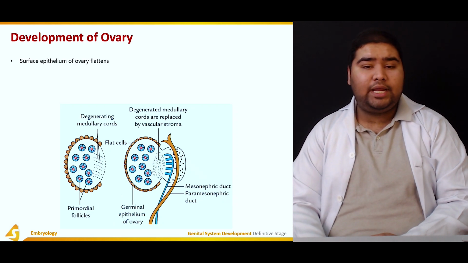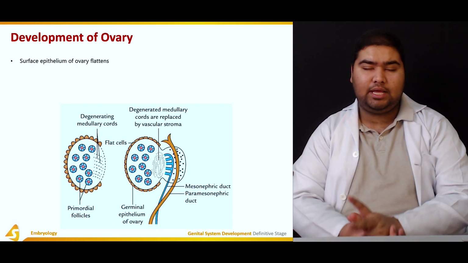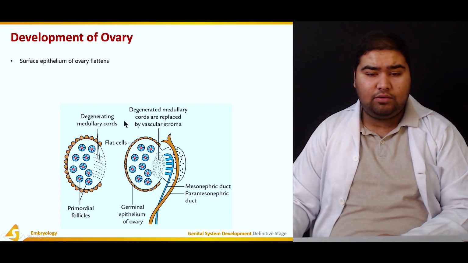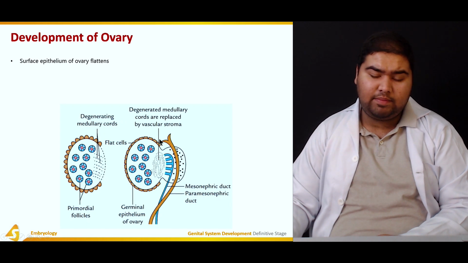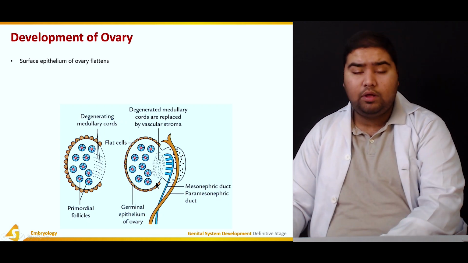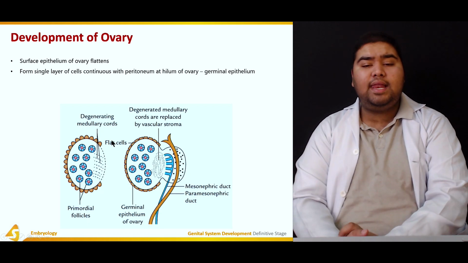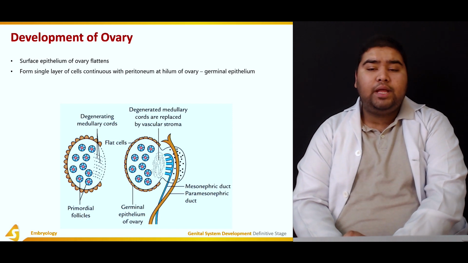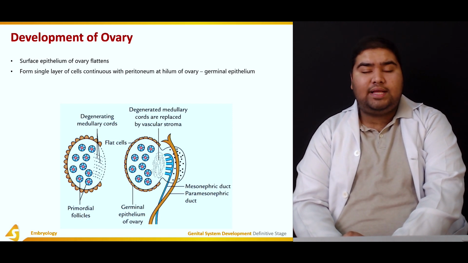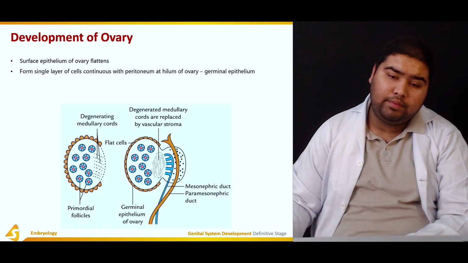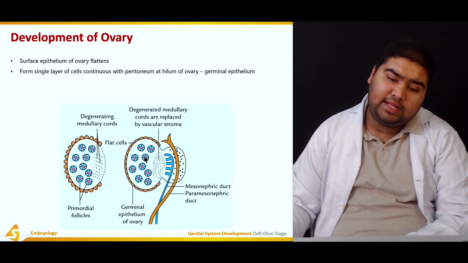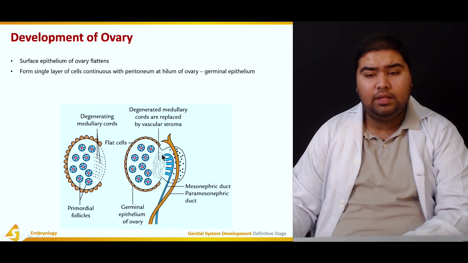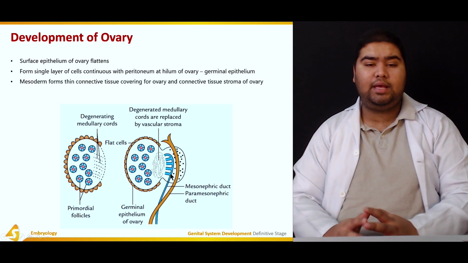So now let's see how the surface epithelium changes. The surface epithelium of the ovary flattens. Here you can see the surface epithelium now flattens. It forms a single layer of cells which is continuous with the peritoneum at the hilum of the ovary. This is known as the germinal epithelium.